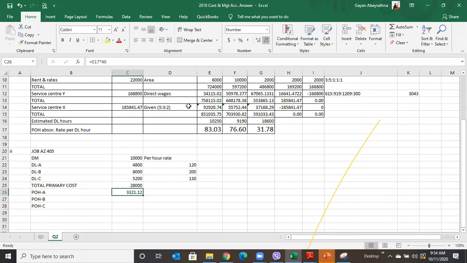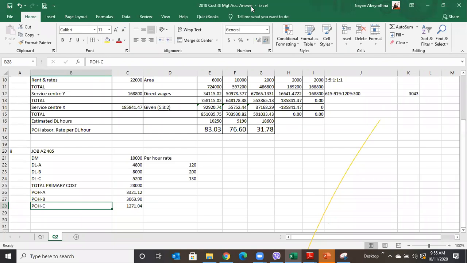Okay. Then here 76.6 into 40. Then 31.78 into 40. Okay, thanks, Newfail. I didn't get that point. You just identified that one. Thank you. Otherwise we would just calculate that roughly for the primary cost.